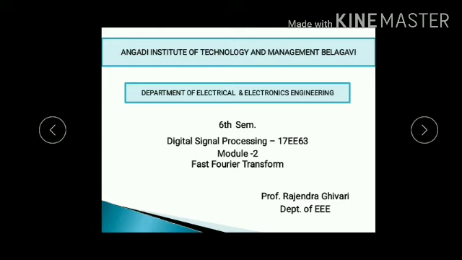Last class we have seen Module 2, which is fast Fourier transform, and we have seen what is FFT, what is decimation in time, and how the butterfly structure is drawn, and accordingly we have seen a signal flow graph for n is equal to 4. Today we will be looking at a few more problems based on DIT-FFT. Let's start.